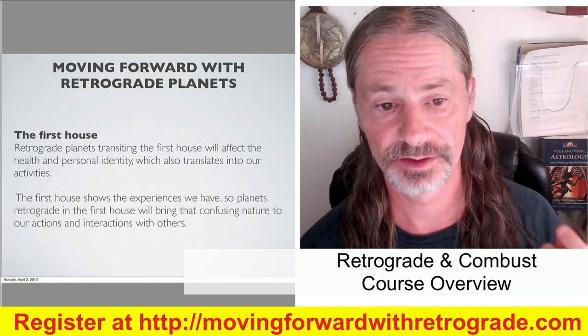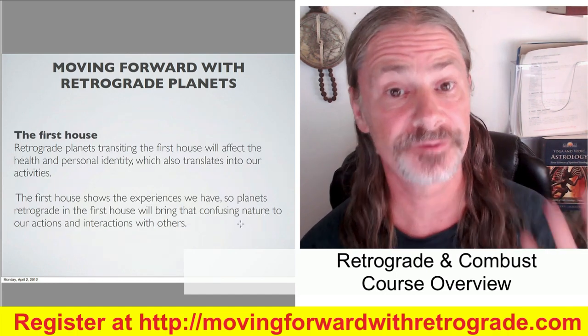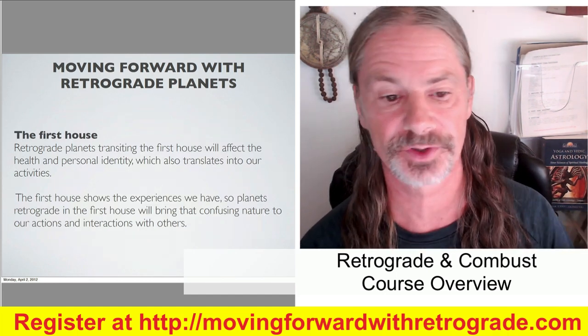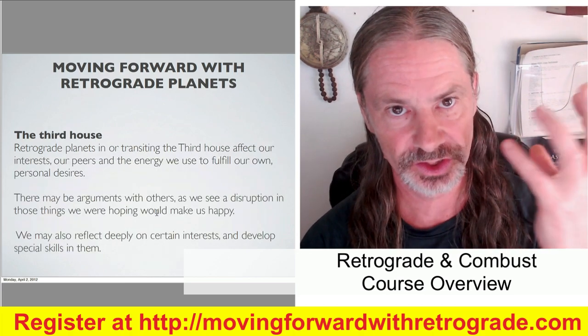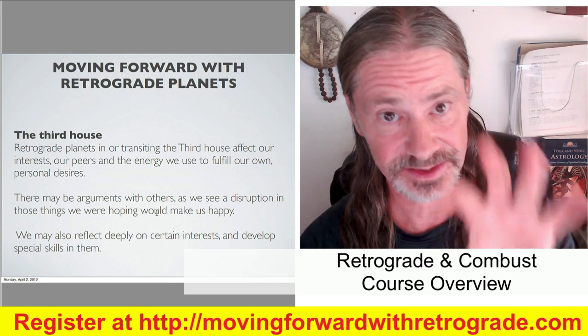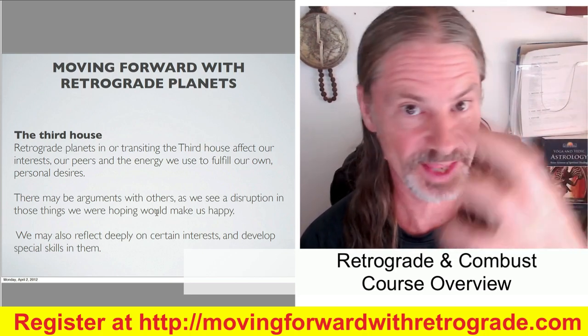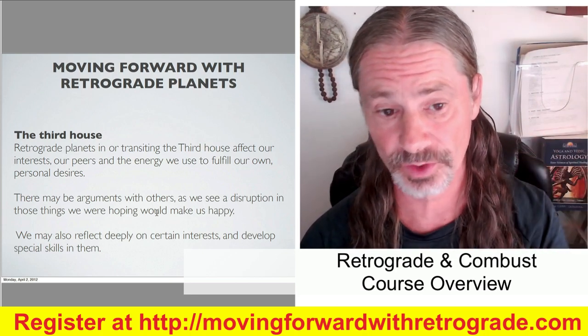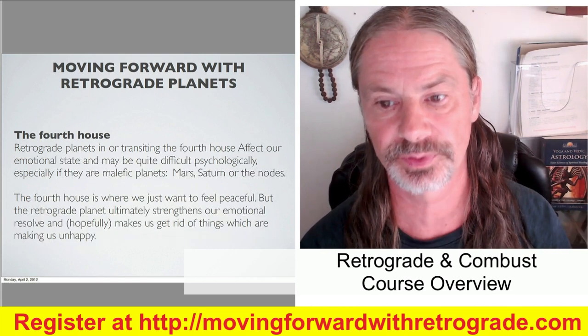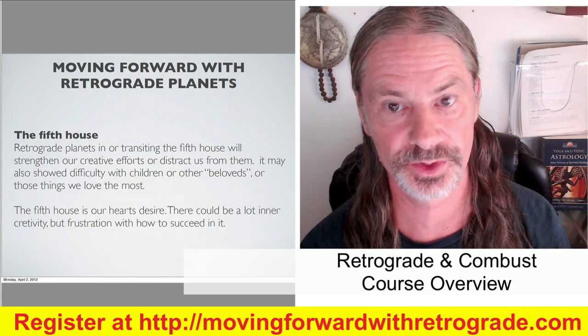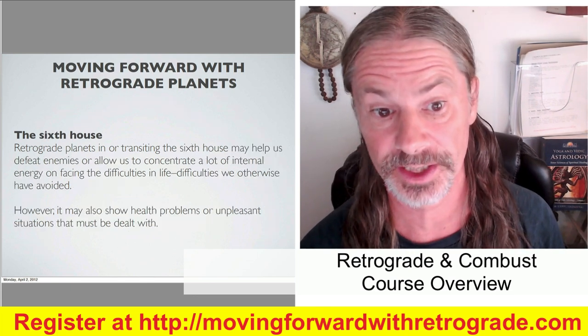So again, when a retrograde planet is in the first house, it will affect the health and personal identity, etc. So for each one of these, you would take that ascendant, take what that planet rules for that ascendant and its retrograde motion, then put it in this house. So it's a very deep kind of matrix through which you can understand all the retrograde planets.